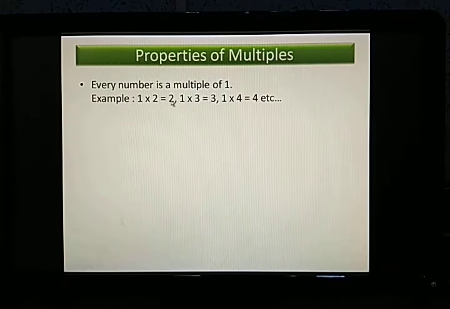So 2 is also a multiple of 1. 3 is also a multiple of 1, 4 is also a multiple. So there are infinite multiples of 1, and in fact all the numbers are multiples of 1.